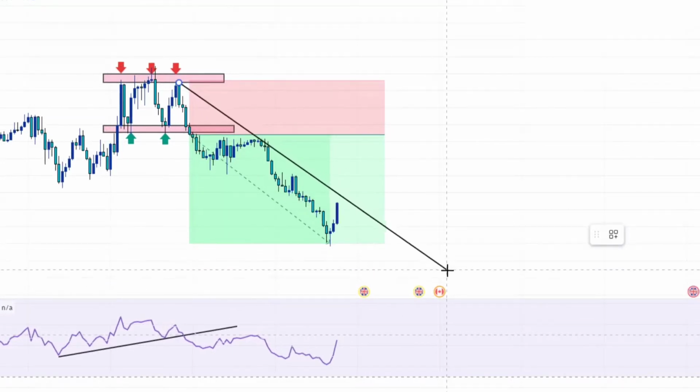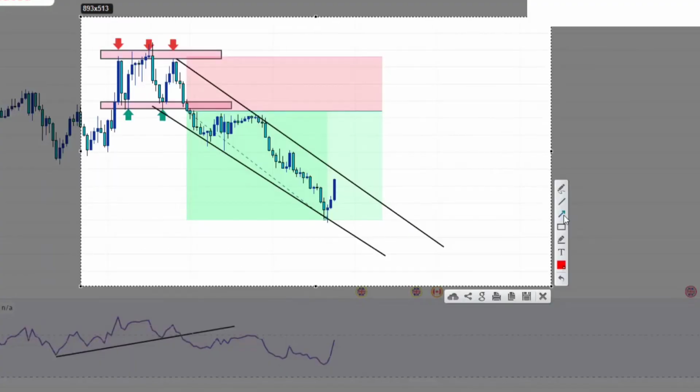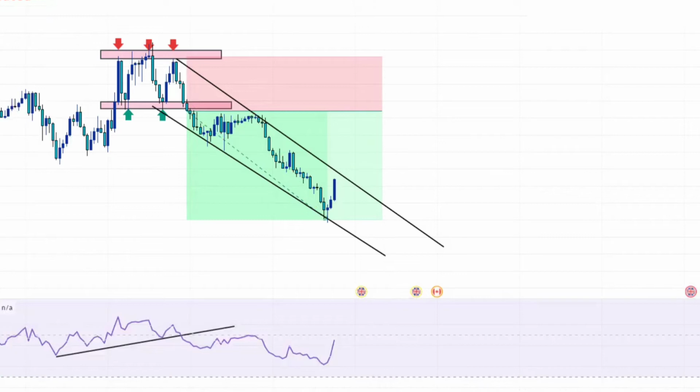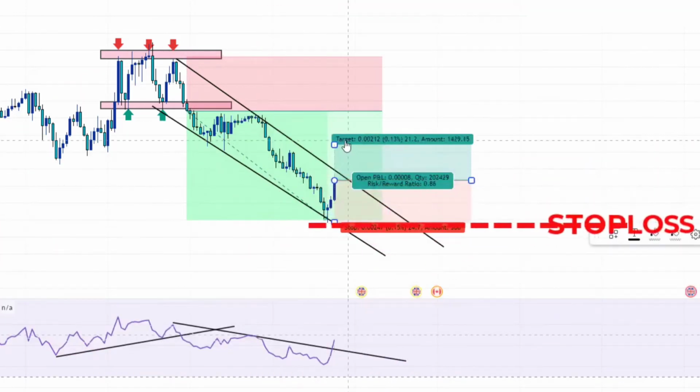We will draw trend line. Market is following trend line and making channel formation. RSI has also broken trend line. In this place we will place buy trade. Our stop loss will be at the last low of the market.